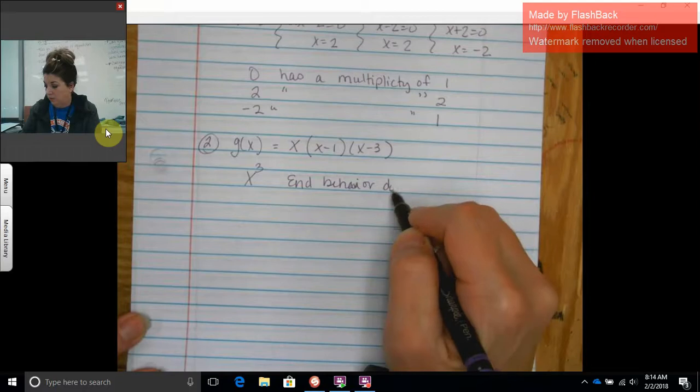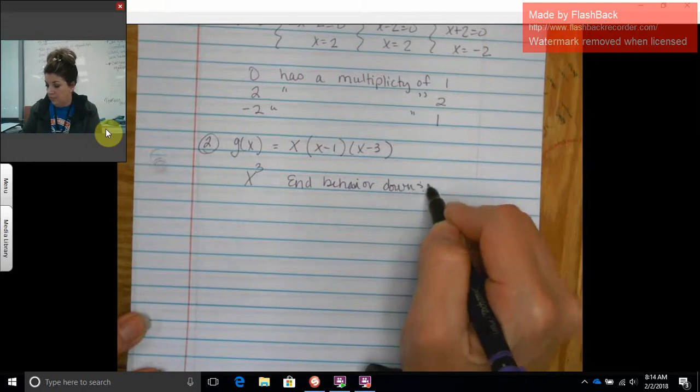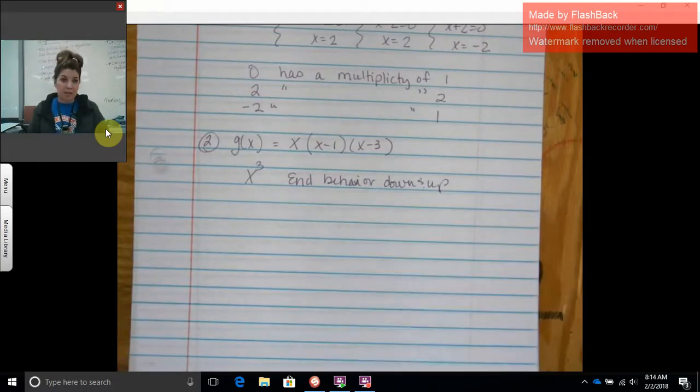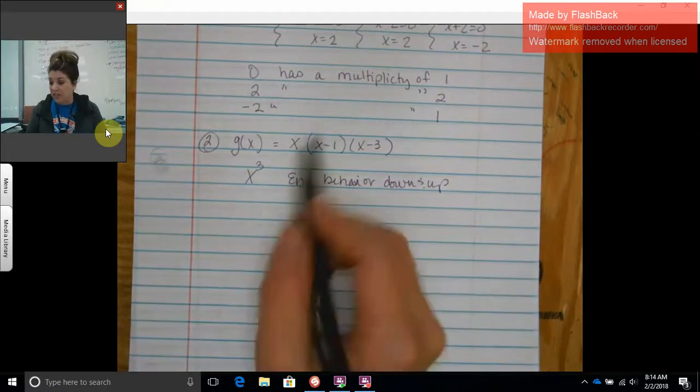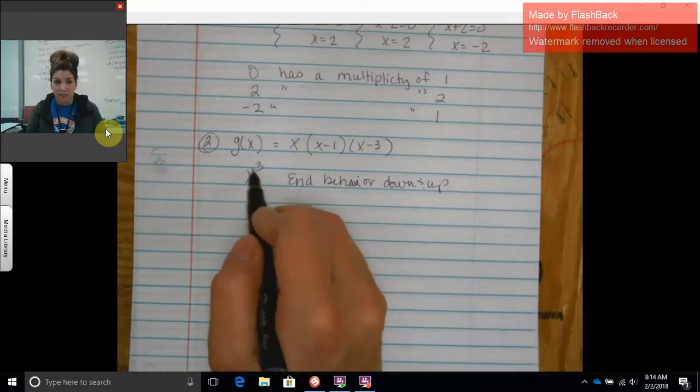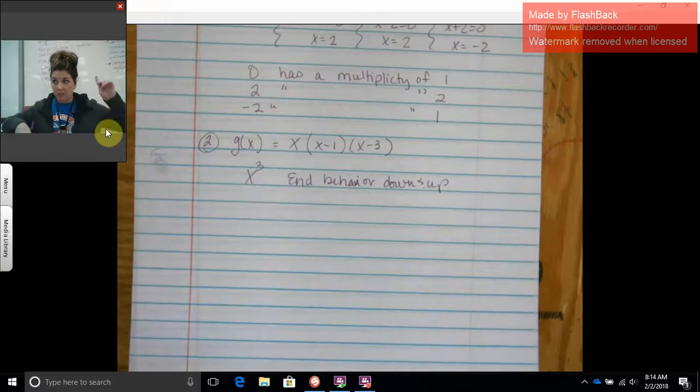Behavior. Right? Down and up. Y'all are going to have to memorize the end behavior before the test because I will not be telling you that. You have to know that. Down and up. Whenever your leading exponent is odd, it's opposite directions. Either up, down, or down, up. Okay? So we know that.